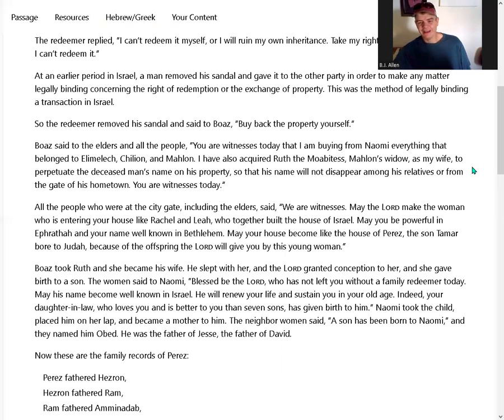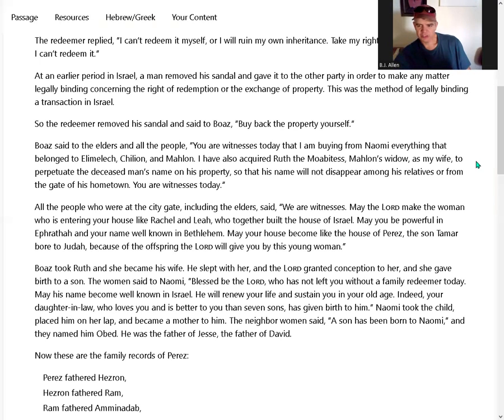"We are witnesses. May the Lord make the woman who is entering your house like Rachel and Leah, who together built the house of Israel. May you be powerful in Ephrathah, and your name will be well known in Bethlehem. May your house become like the house of Perez, whom Tamar bore to Judah, because of the offspring the Lord will give you by this young woman."